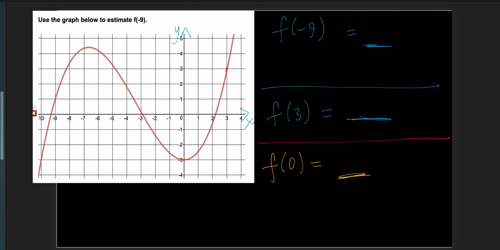In the next problem, you're given a graph and you're asked to estimate a value. Now, I came up with 3 different problems for this one graph so we could practice. So f of negative 9 equals what? There's going to be a number value answer right here. What you do is you first recognize that this negative 9 is in the x spot. That means go to negative 9 on the x-axis, which is right here.